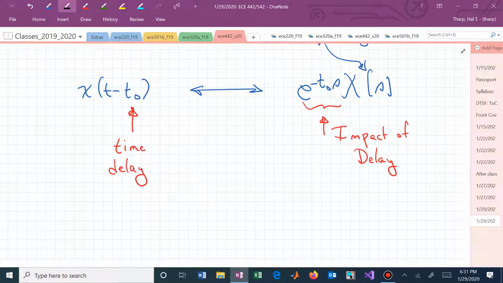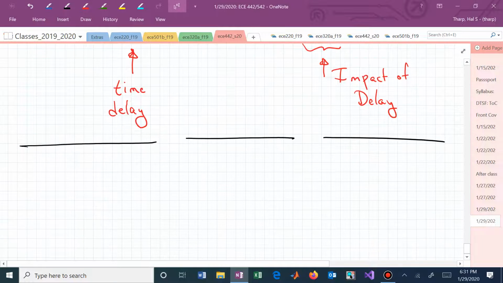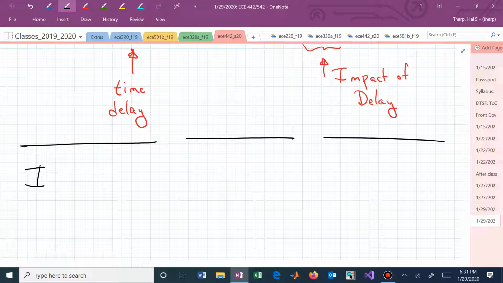Now, we said that we were trying to relate Laplace s with z in the discrete time setting. And what do we know about z to the minus 1? How are we treating that? What did that correspond to? What did z to the minus 1 correspond to in the time domain? One sample period delay, wasn't it? Z to the minus 1.